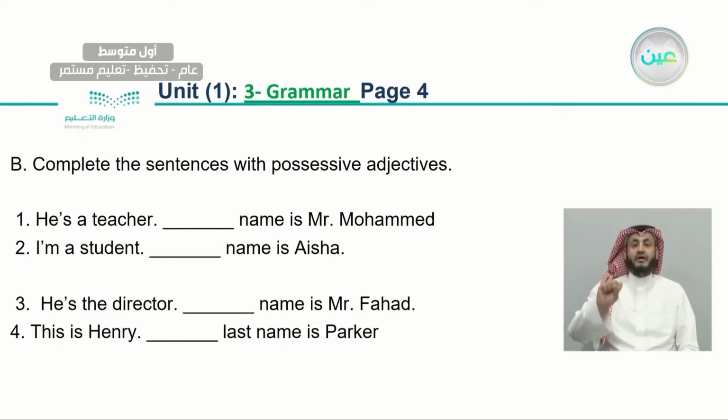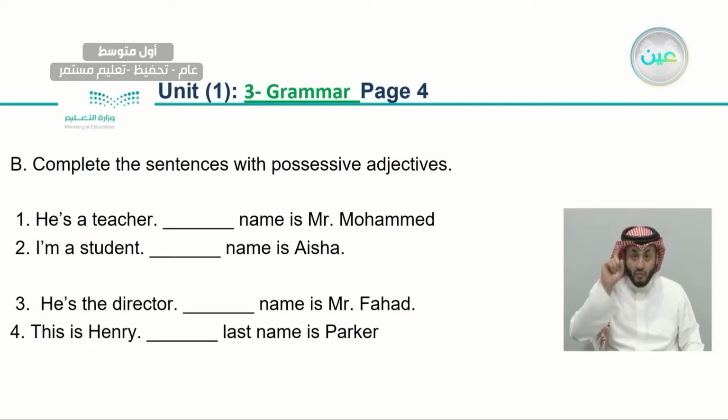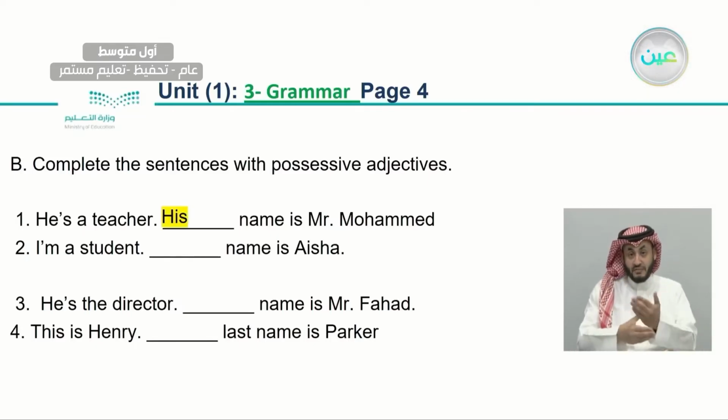Let's go to letter B. Complete the sentences with possessive adjectives, page 4. Number 1, he is a teacher, full stop, space, name is Mr. Muhammad. So I'm talking about a person and he's a man. What's the possessive adjective that I would use here? Try to think. His, yes, correct. You're right. So he is a teacher, full stop. His name is Mr. Muhammad.